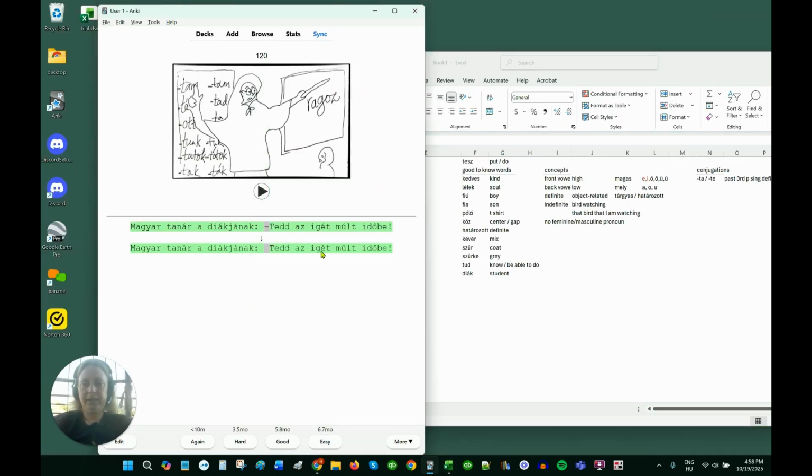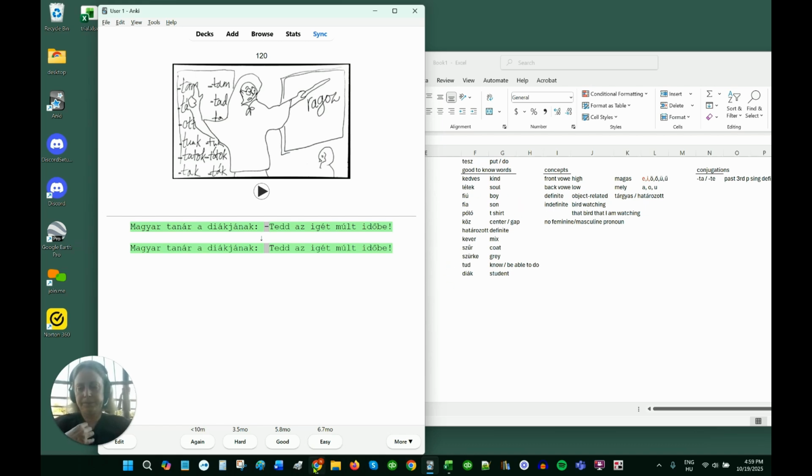So tedd igét. Igét is a verb. And here's something interesting. When a word ends in a vowel, then the vowel lengthens before a suffix. The only suffix that I think it doesn't lengthen with is something like ság. Remember kedves ság or ség.